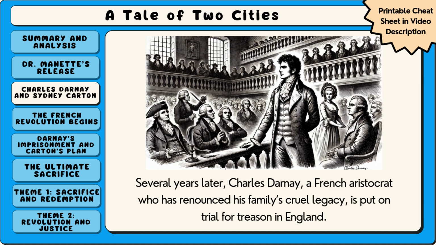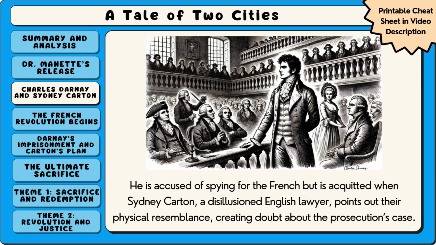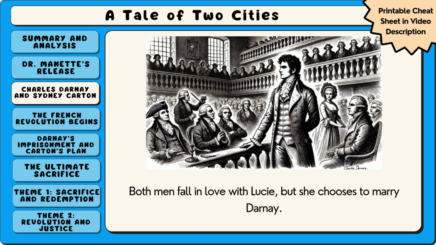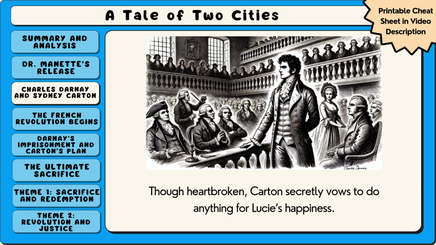Several years later, Charles Darnay, a French aristocrat who has renounced his family's cruel legacy, is put on trial for treason in England. He is accused of spying for the French but is acquitted when Sidney Carton, a disillusioned English lawyer, points out their physical resemblance, creating doubt about the prosecution's case. Both men fall in love with Lucie, but she chooses to marry Darnay. Though heartbroken, Carton secretly vows to do anything for Lucie's happiness.